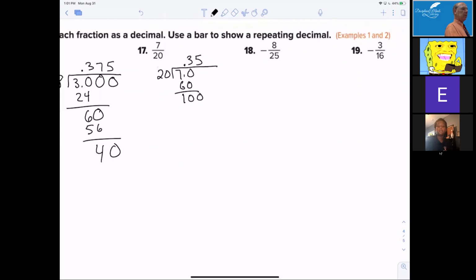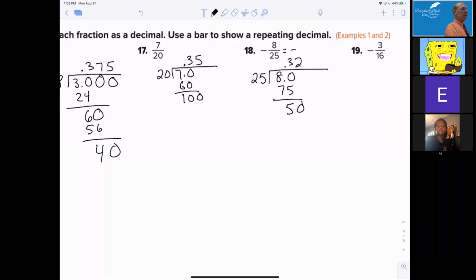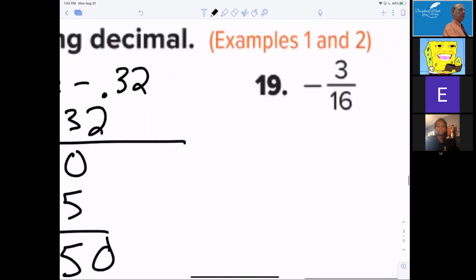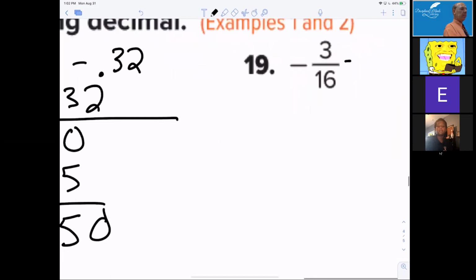Okay, so 25 doesn't go into 8, so you have to put 80. Right? So 0.8, it goes in 3 times, 75, 80 minus 75 is 5, and it goes in twice more. So it's 0.32. Yeah, but don't forget the what. Oh my gosh, it's every time negative. Yeah, it's all right. Don't forget that. Next, 19. Negative point. Good, I like it. Make sure you put the negative, right?